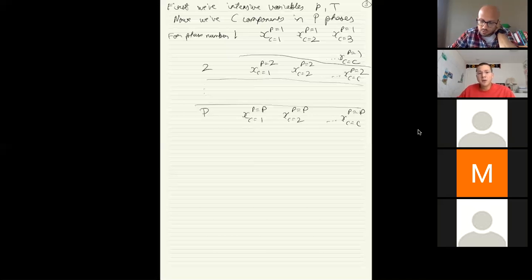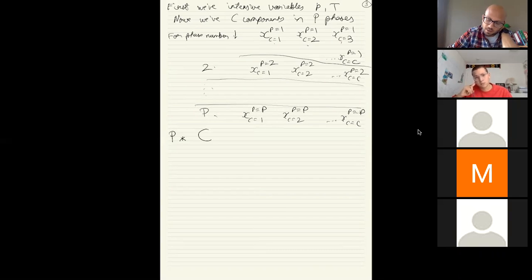So if I just took this into account, then how many intensive variables would I have in addition to P and T? I would have P number of rows and C number of columns, right? Row number 1, row number 2, row number 3, row number P. And in addition, column number 1, column number 2, column number 3, column number C. So it would appear I have P multiplied by C degrees of freedom, and pressure and temperature.